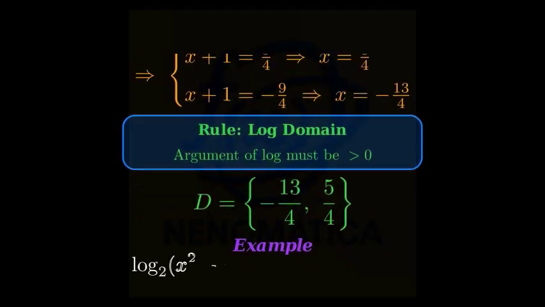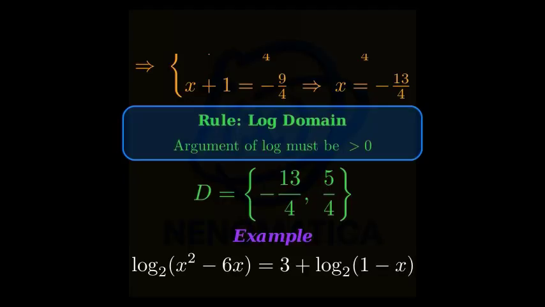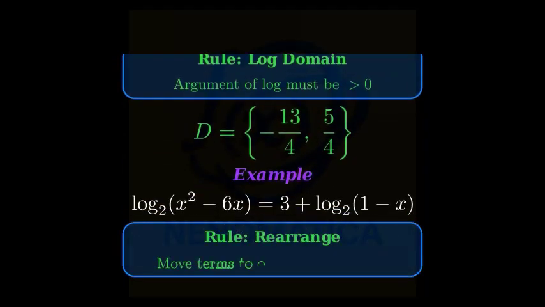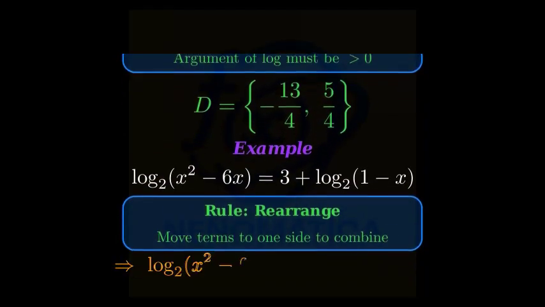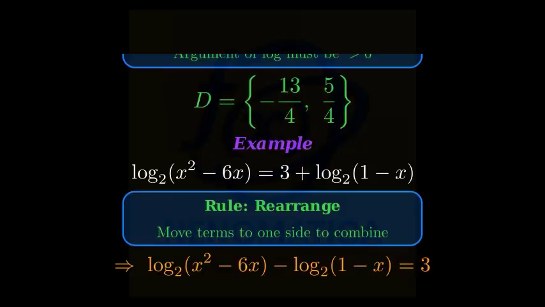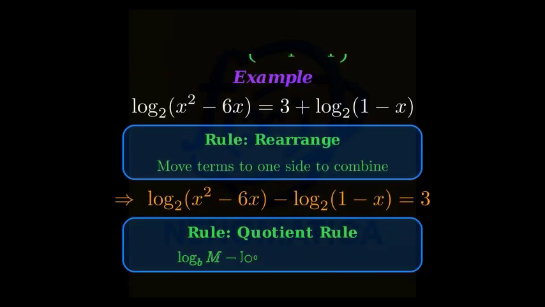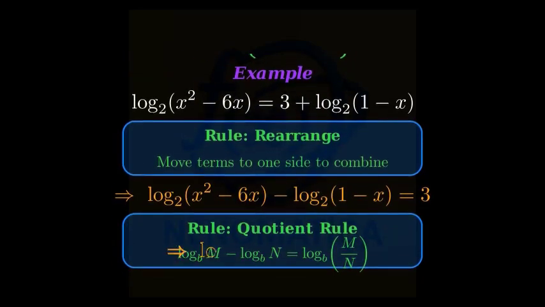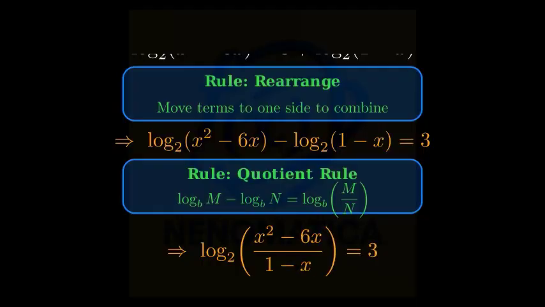Example, problem 2. Log base 2 of quantity x squared minus 6x equals 3 plus log base 2 of 1 minus x. Bring the logarithms to the same side. We obtain log base 2 of x squared minus 6x, minus log base 2 of 1 minus x, equals 3. Use the quotient rule of logarithms. We get log base 2 of the fraction x squared minus 6x over 1 minus x equals 3.